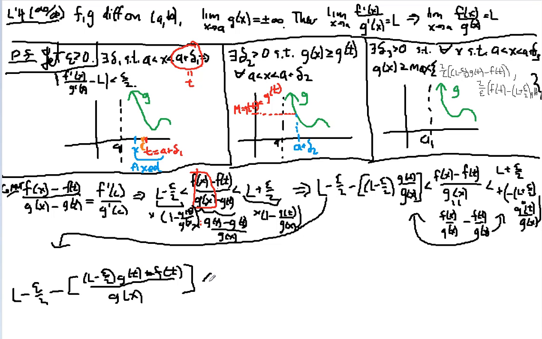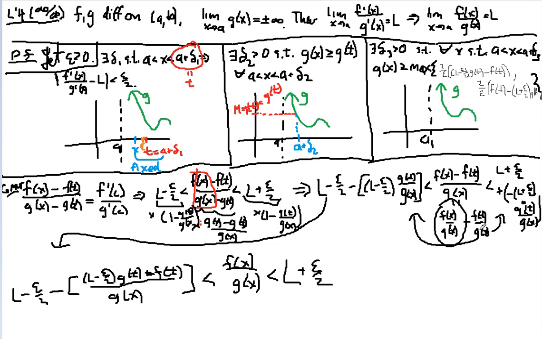Now it's going to be less than, well, here, once I clear that out, this is the only thing that's left. So I'm going to be left with f of x over g of x, which is good, which is less than L plus epsilon over 2.